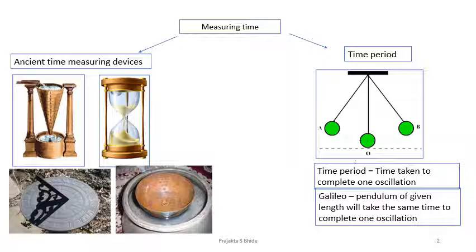Which means if I take one pendulum, say pendulum A, whose length is 10 centimeters, and I take another pendulum B, whose length is 10 centimeters, then if the length is the same, the time taken by pendulum A will always be equal to the time taken by pendulum B. Why? Because the length of the string is the same. If I change the length of the string, then things will change. The time period will change.